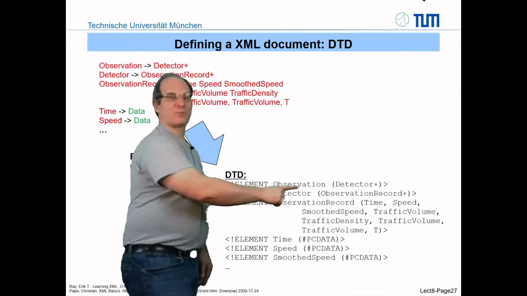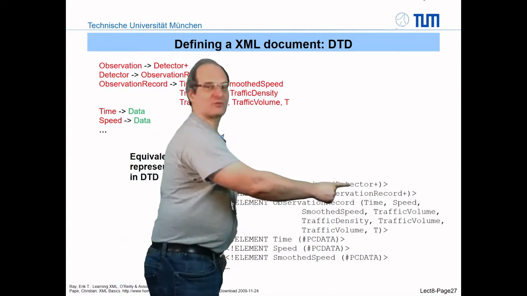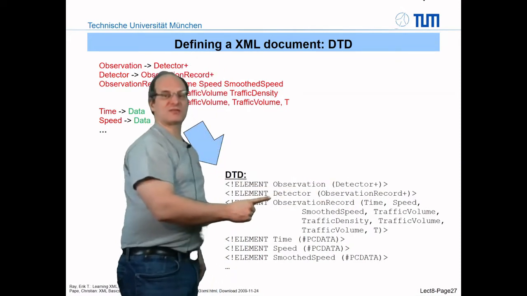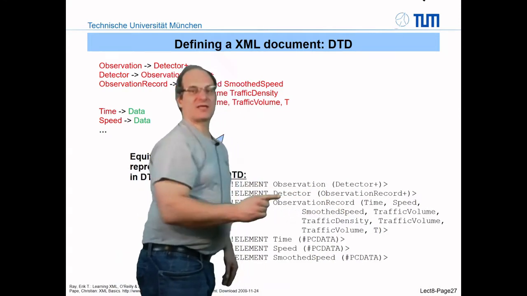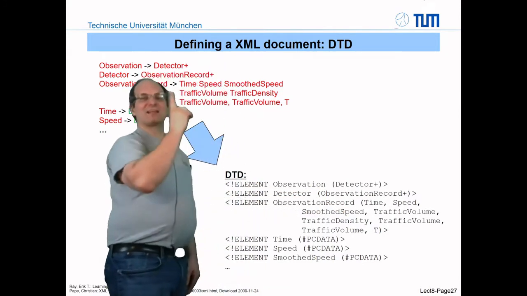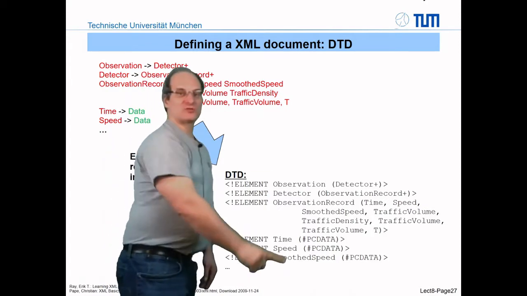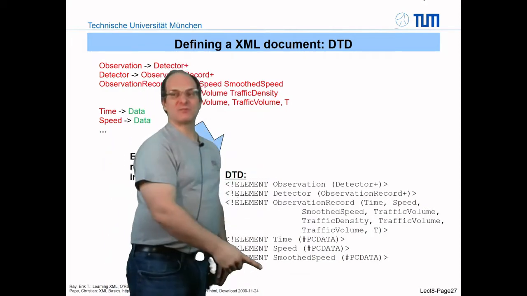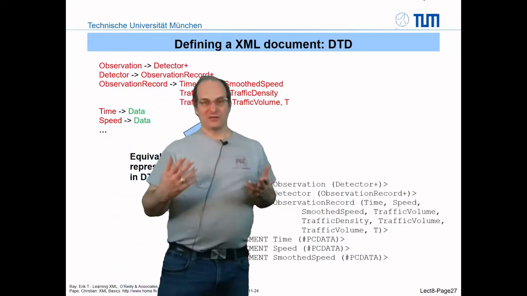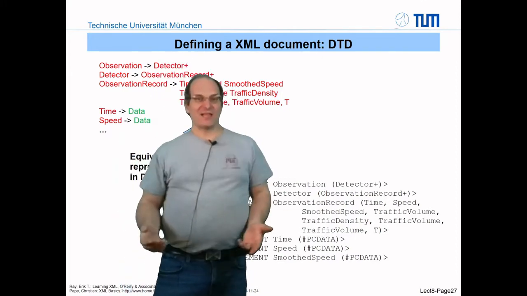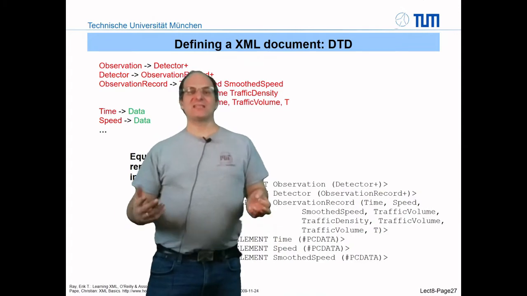So this is replaced by this, and then you have to create another one. So detector is replaced by observation record, again in this parenthesis. So it's exactly the same word you use here. You use here for the description, and this can be used now to check if the, let's say, XML is well formed and is also valid.